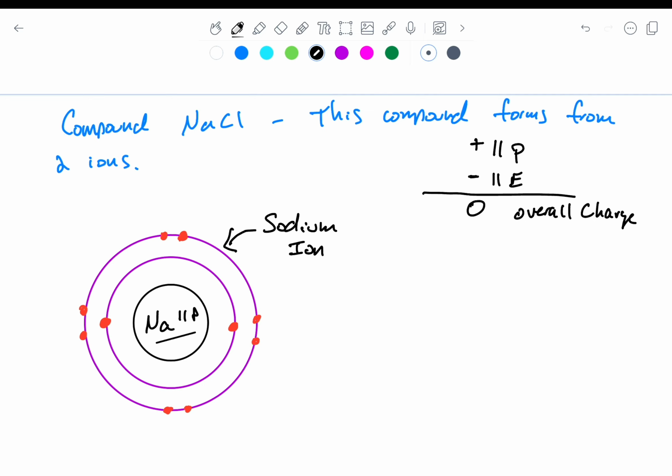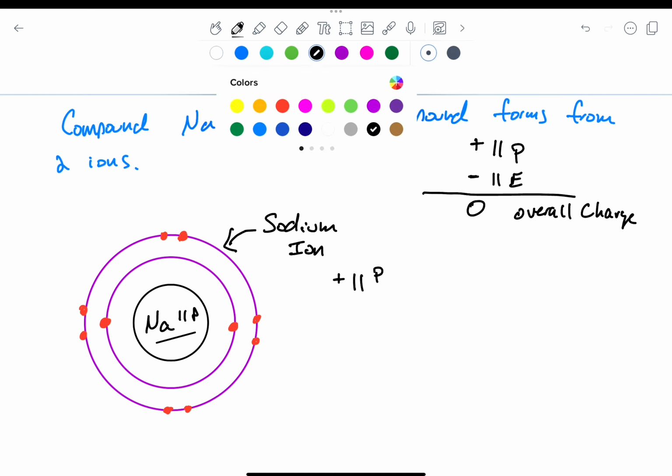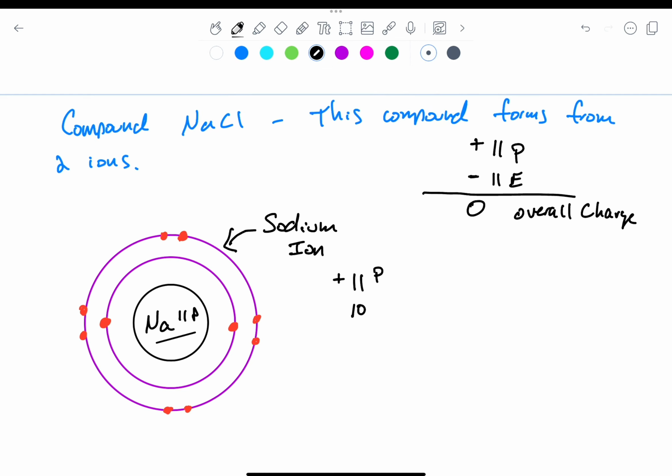So let's go ahead and write that here. Sodium ion has 11 protons. And remember, those protons are positive. But now look at the number of electrons we have. We have 1, 2, 3, 4, 5, 6, 7, 8, 9, 10. So now we have 10 electrons, and remember those electrons are negative.